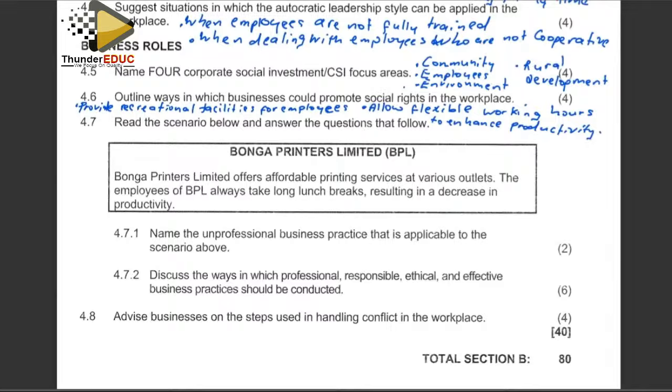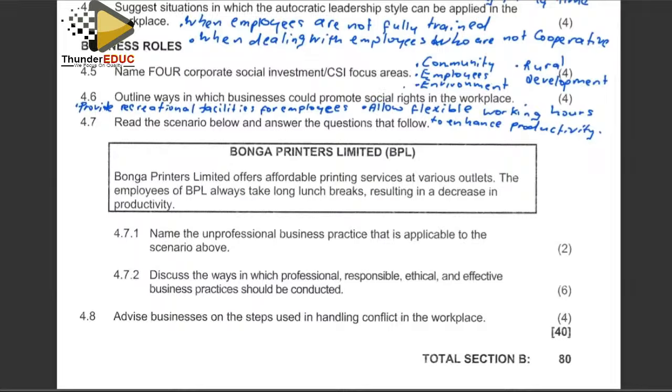To enhance productivity. Okay, right, grade 12s. So we're saying that ways in which businesses could promote social rights in the workplace is by providing recreational facilities for employees, as well as allowing flexible working hours to enhance productivity in the workplace.